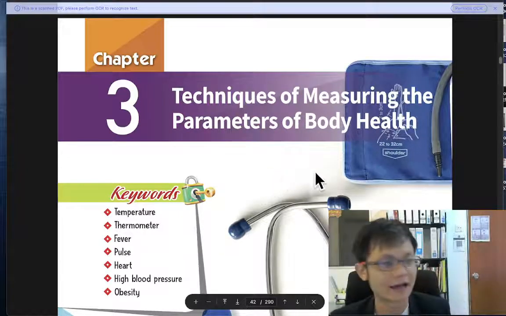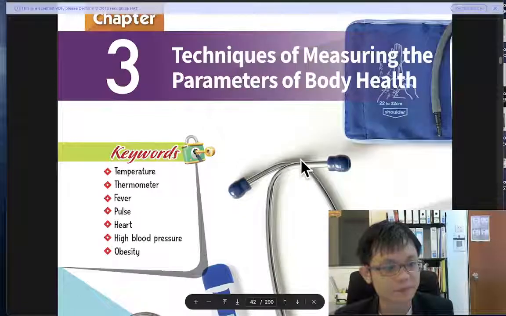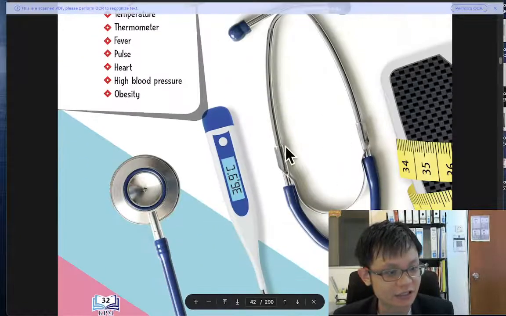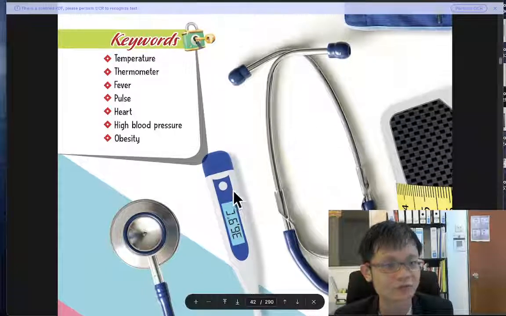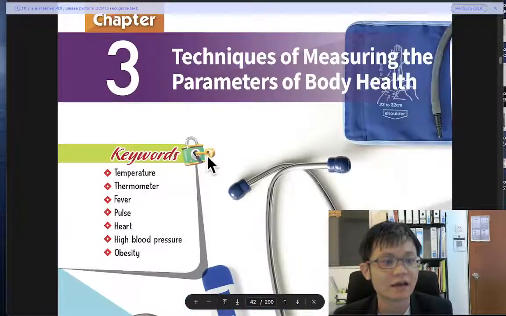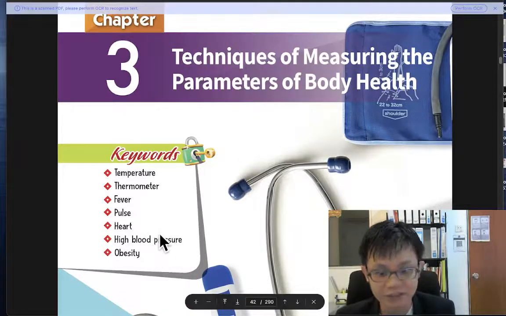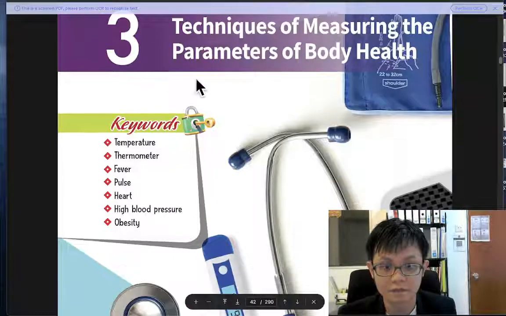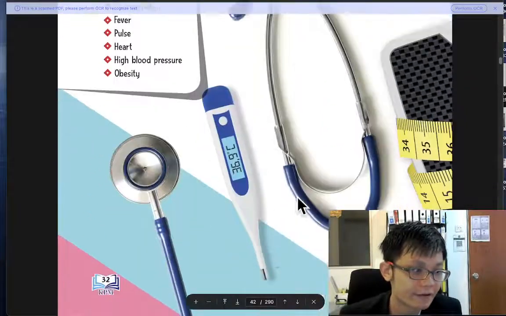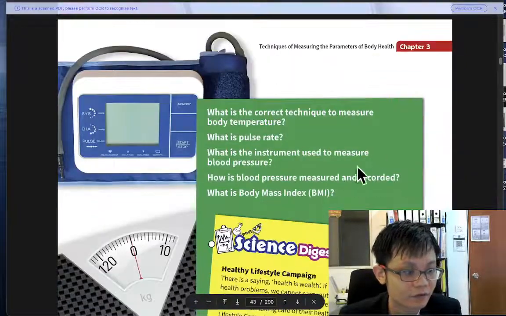So what are the techniques that we want to use? You can see this picture: thermometer, stethoscope. These are the few things that we are going to learn. In this chapter we are going to learn about temperature, thermometer, fever, pulse, heart, high blood pressure, and obesity. Okay, and let's move on.